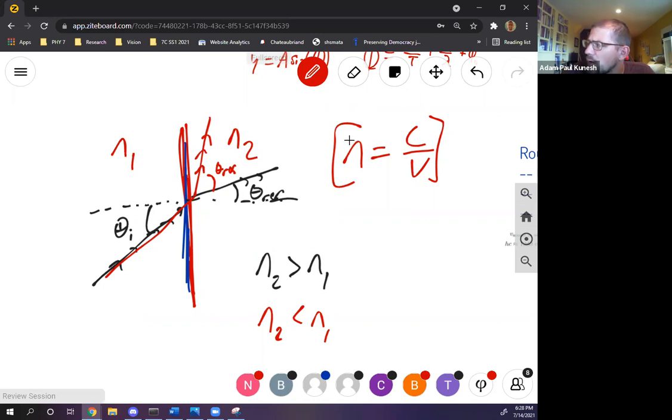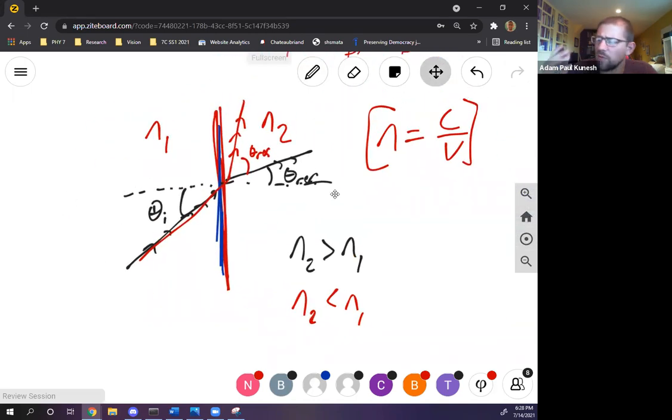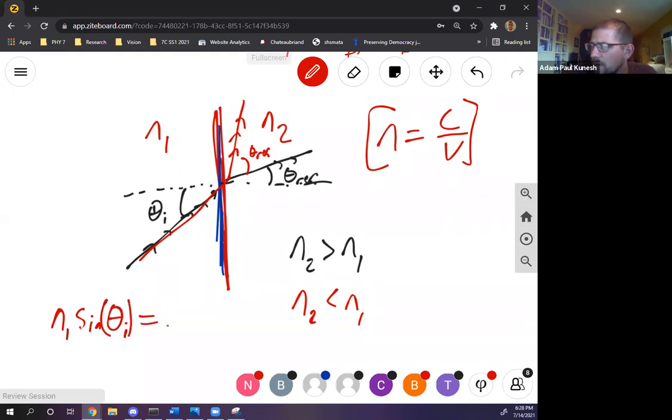As a practical matter, the fundamental thing is really Snell's law. Fermat's principle is just a useful moniker, a useful metaphor. At the end of the day, the fundamental thing about refraction is Snell's law, which is that the index of refraction in the first medium times the sine of the incident angle is the same as the index of refraction in the second medium times the sine of the refracted angle.